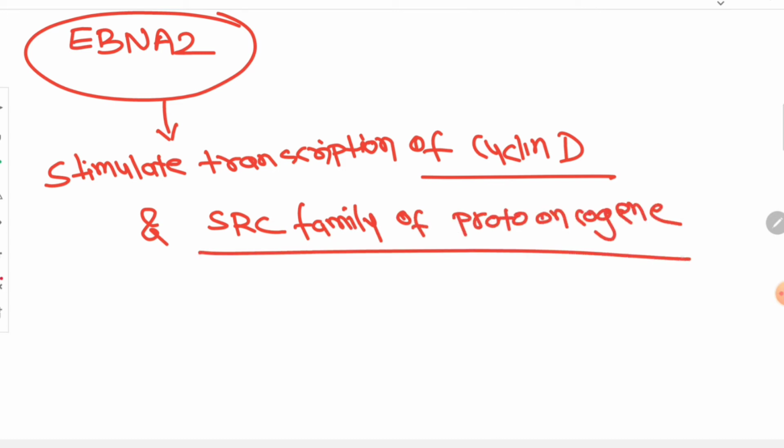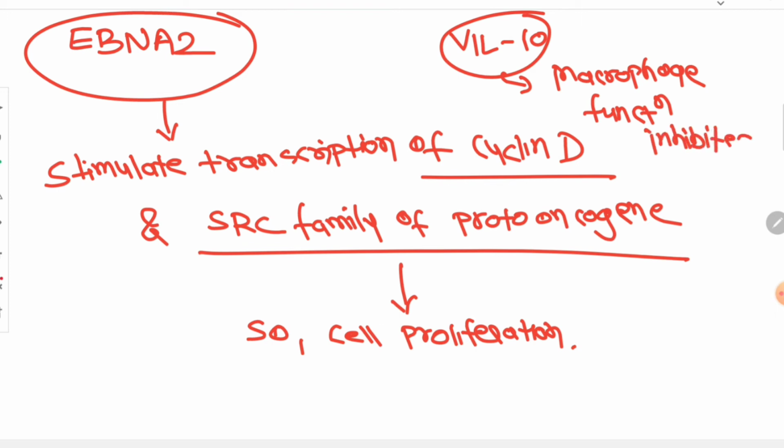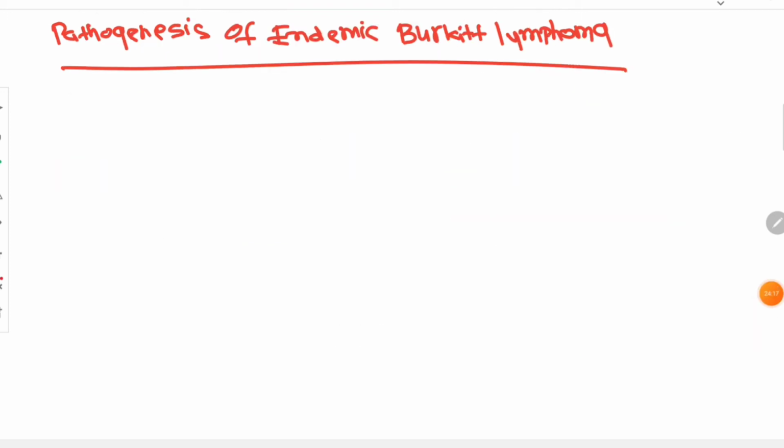So because of that, cell will continuously proliferate. We know very well that cyclin D is a cell cycle activator. So the cell will continuously proliferate by doing the cell cycle movement. Viral cytokine 10, vIL-10, will lead to inhibition of macrophage function, so that infected cell will not get removed.